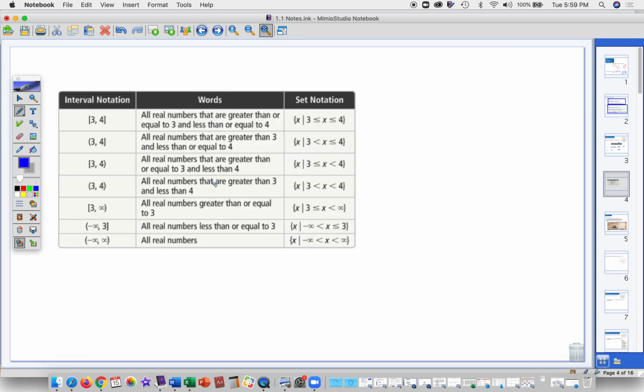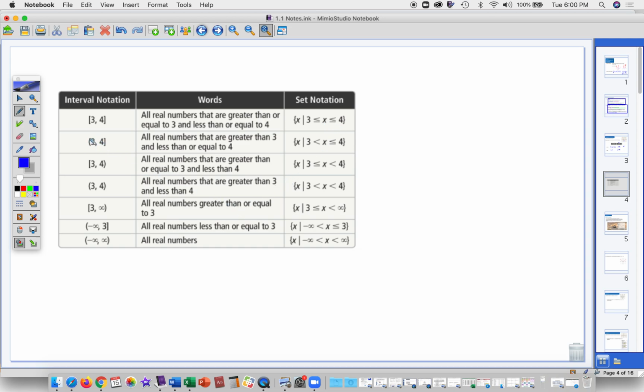So on the next page, I put some more examples so that you can see the difference. Notice here we have both cornered brackets. This means the interval goes from 3 to 4, and we're including those numbers. So in set notation, we use the less than or equal to symbol. So 3 is less than or equal to x, which is less than or equal to 4. That's how you would write this out. Remember, this bar means such that. So the proper way to read this is x such that 3 is less than or equal to x, which is less than or equal to 4.